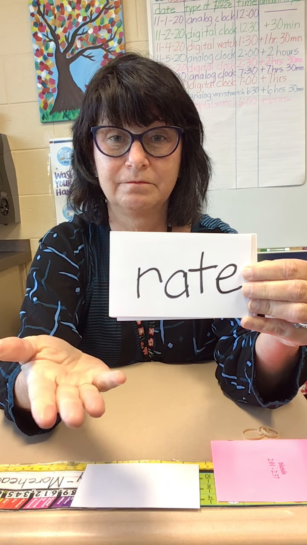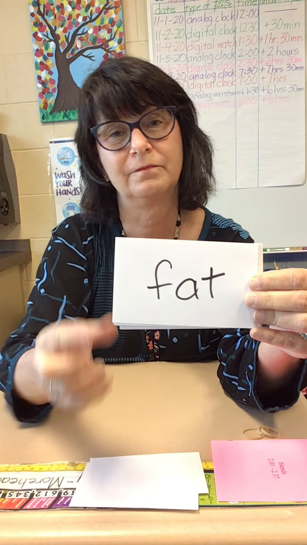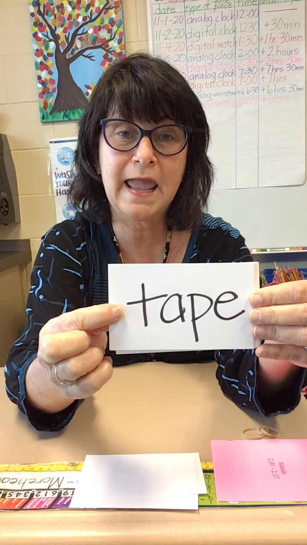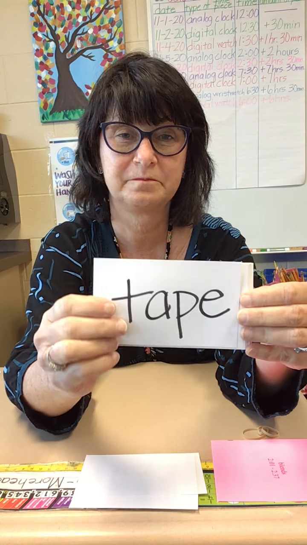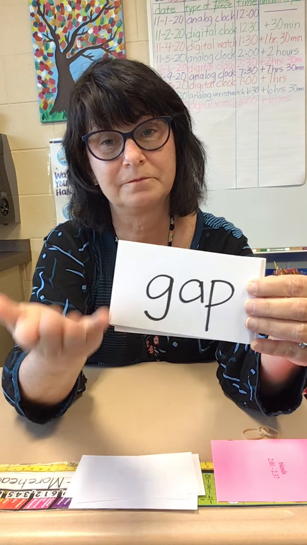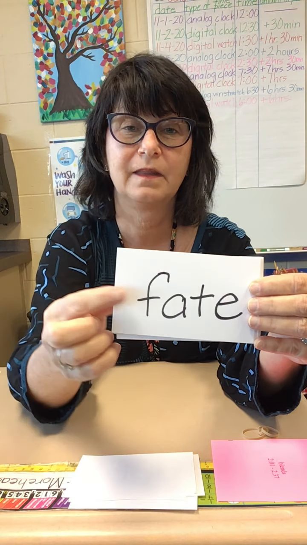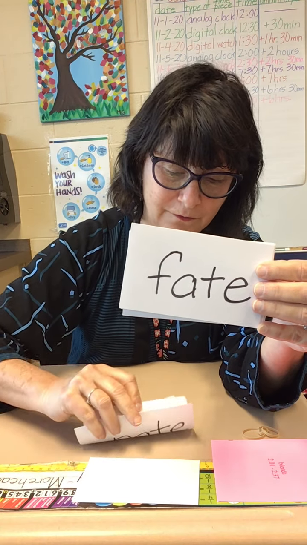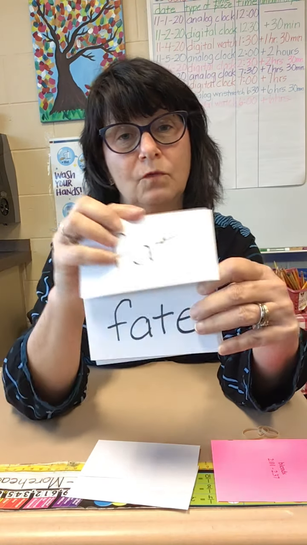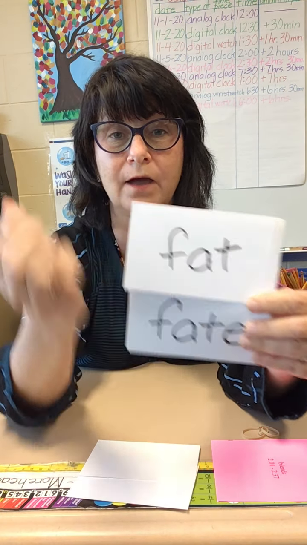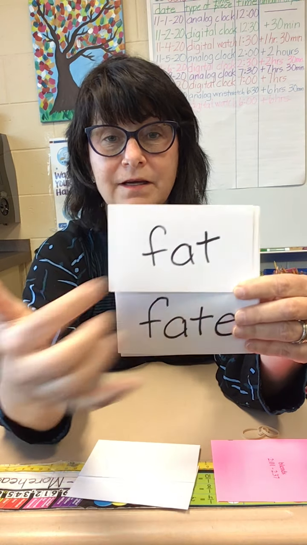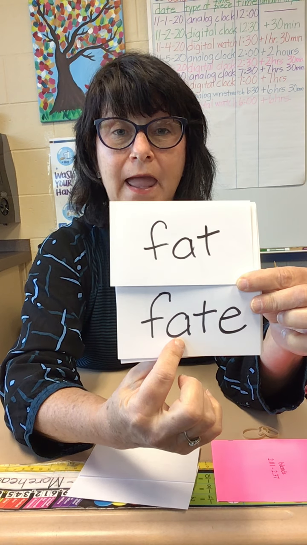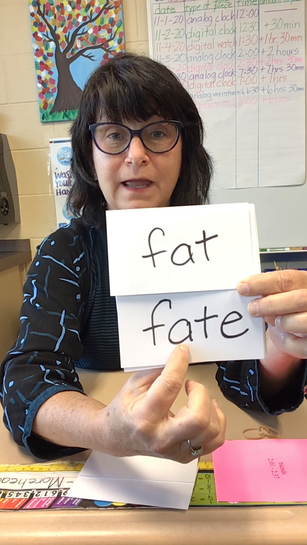Rate. Fat. Tape. Gap. Fate. Let me grab that word, fat, if I can find it. Here it is. So you see here, this one has the short sound, at. And when you add the magic E, it changes that vowel sound to say a, fate, fate.